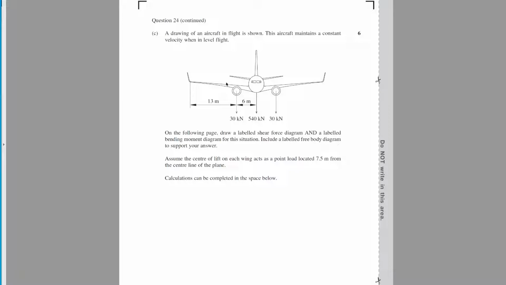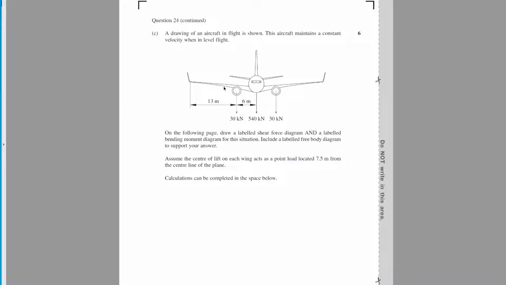Okay, so next question, with these planes, we're looking at the loading, and they say that the center of lift is shown. We're treating it as a point load, because in the HSC, the syllabus says we can't have calculations to do with UDLs. So we're treating the lift as being a single point load, not in the middle of the wing, but located 7.5 from the center line of the plane. So that's like here, right?